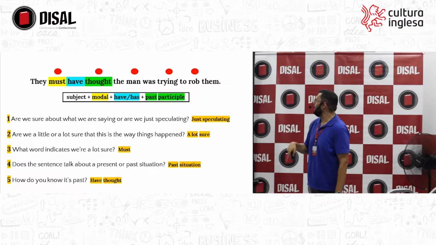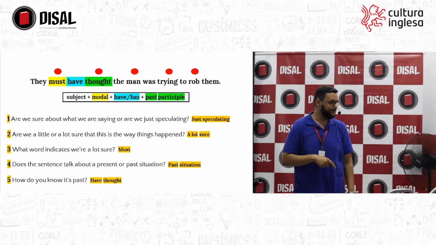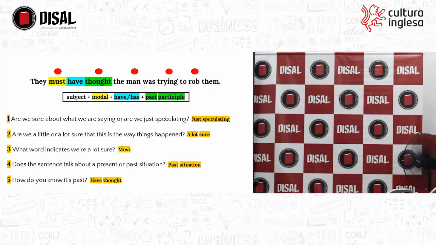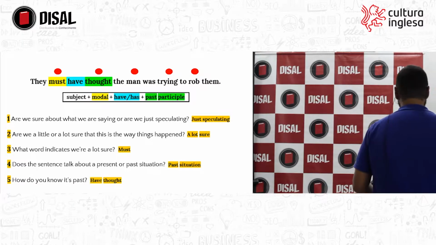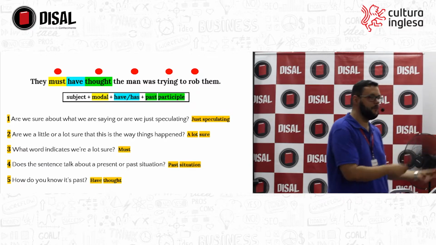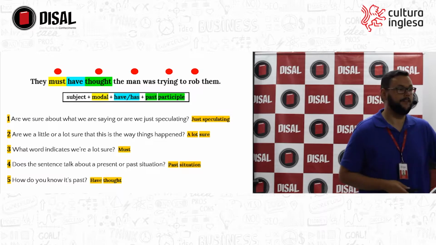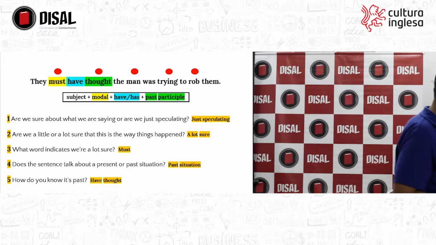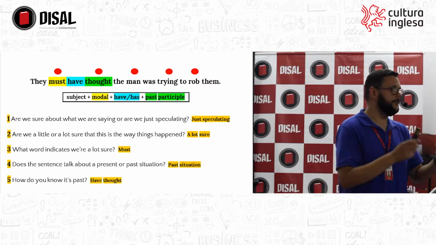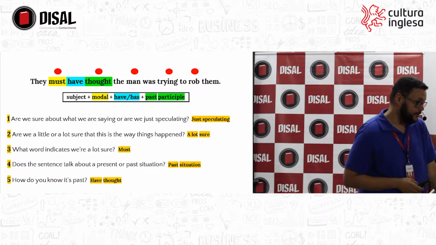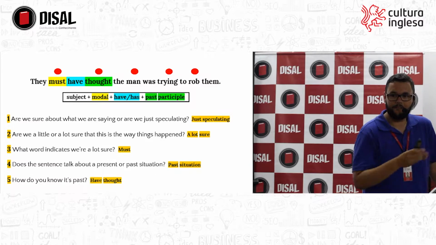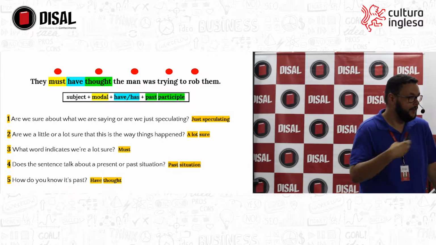They must have thought the man was trying to rob them. You don't stress all words, do you? Say it, everybody: they must have thought the man was trying to rob him. And it's interesting because in English we don't stress all words in a sentence. We just stress words that are important to convey the message.